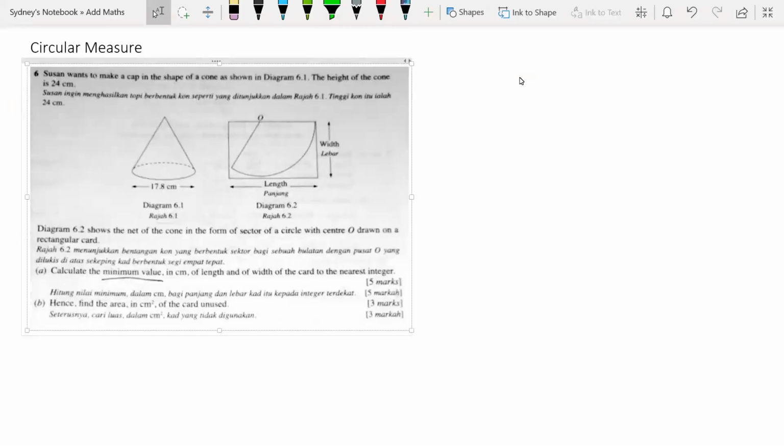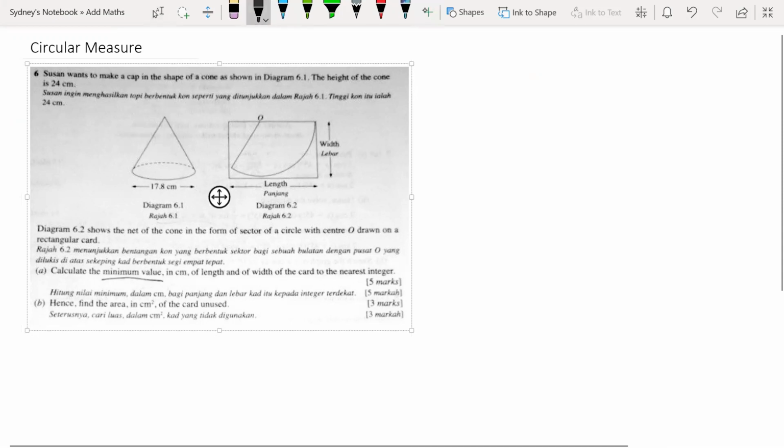Hello everyone. In this video clip, I'm going to discuss this non-routine circular measure question with all of you. Now let's start. Susan wants to make a cap in the shape of a cone as shown in diagram 6.1, and the height of the cone is 24 cm. So let's just put in the information.